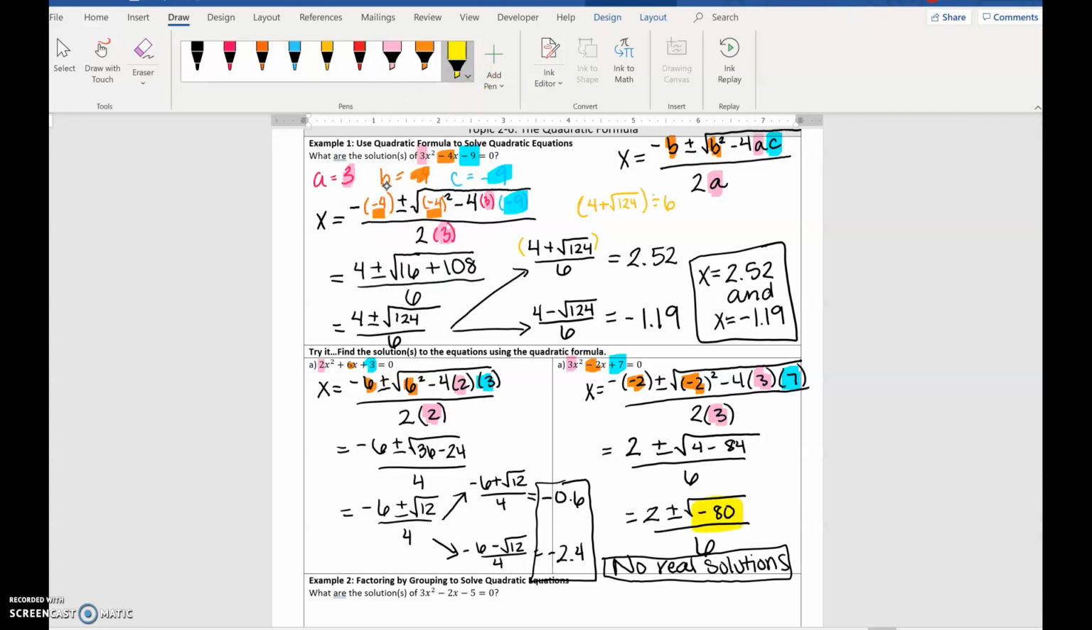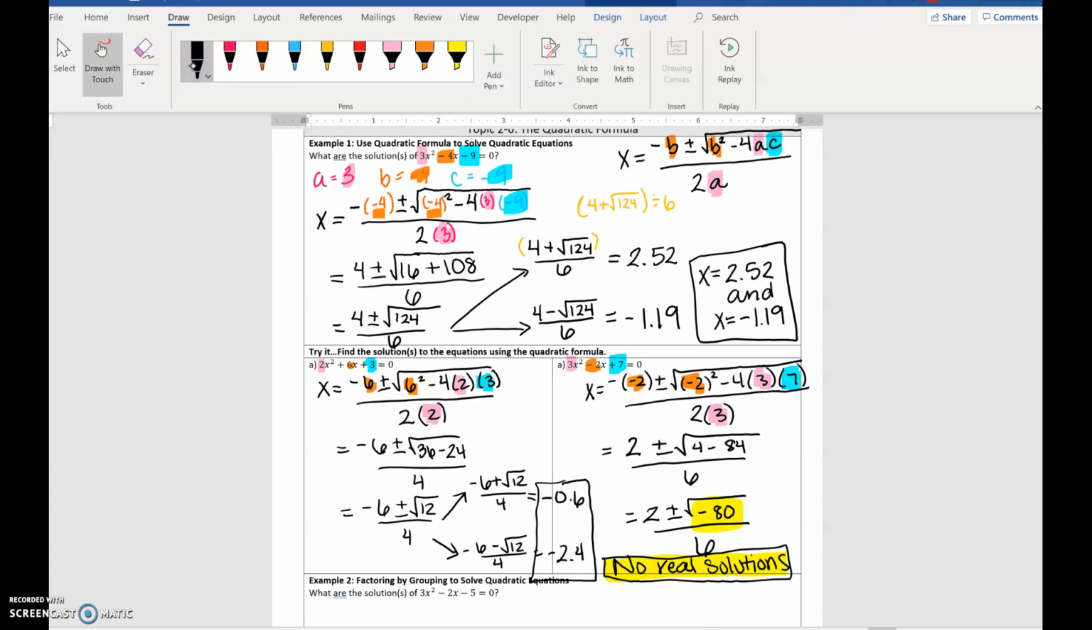So this negative 80 here in the square root, if you type it into your calculator, it'll say error, and that is because you can't take the square root of a negative. And so that negative inside the square root tells you there are no real solutions. With that being said, pause the video if you need this up longer. I'm going to move down.